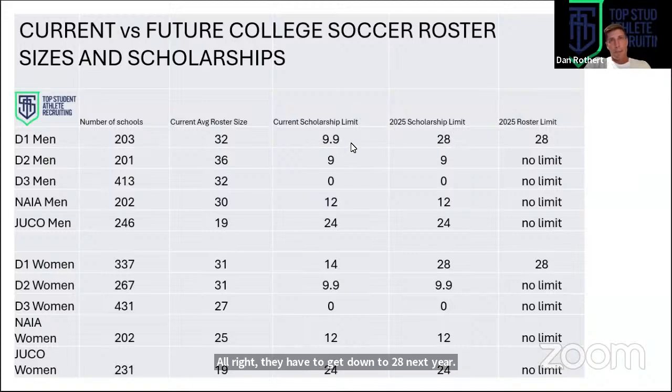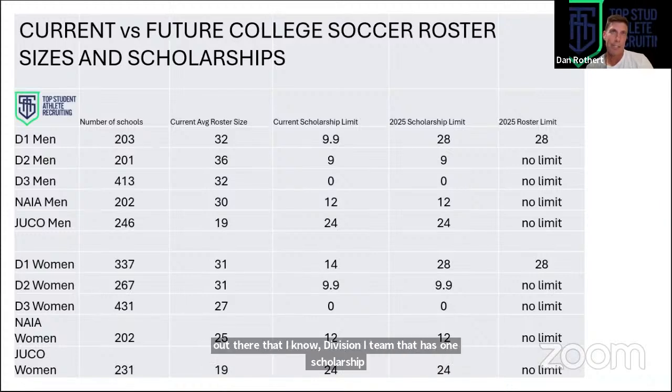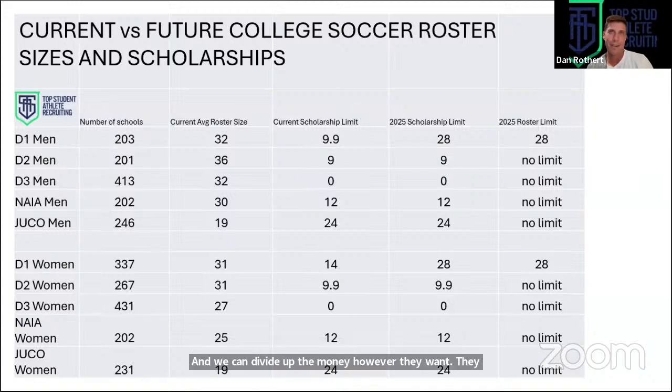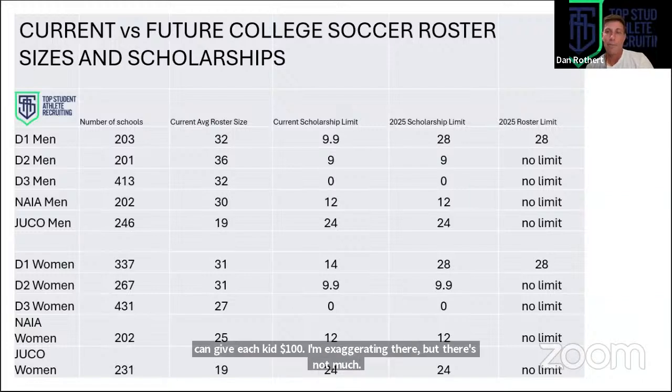And then the scholarship limits right now are 9.9. That means every school currently can give up to 9.9 scholarships. That doesn't mean they have to give 9.9. There's a Division I team out there that I know that has one scholarship. They can divide up the money however they want. They can give each kid $100. I'm exaggerating there, but that's not much. And you can give up to 9.9 if your school decides that's what you want to do.